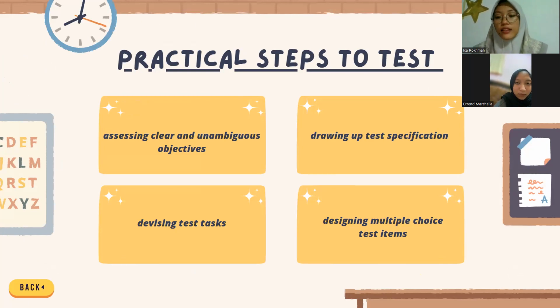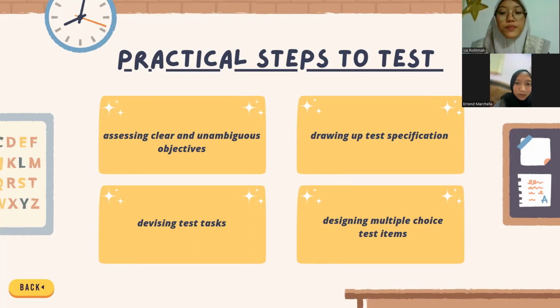Somebody may wonder whether the test must be innovative, instrumental, and admirable. However, a good test construction minimally consists of four aspects here. The first one is assessing clear and unambiguous objectives. The second one is drawing up the test specification, and then devising test tasks, and the last one is defining multiple choice test items.